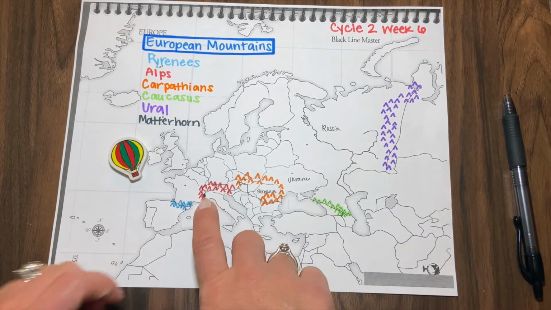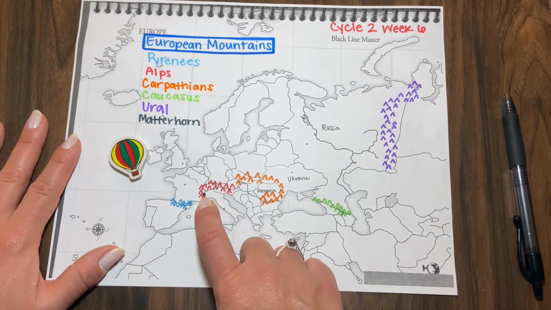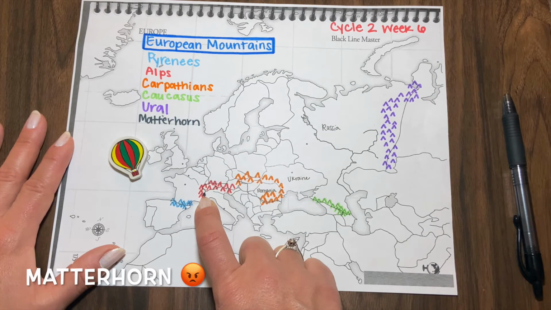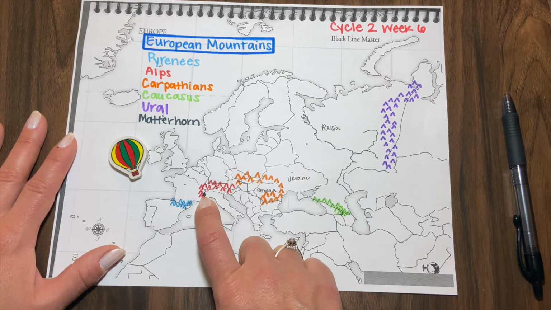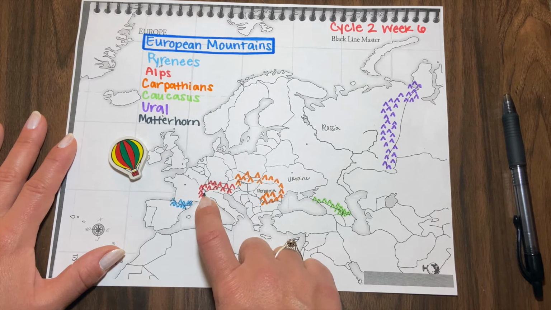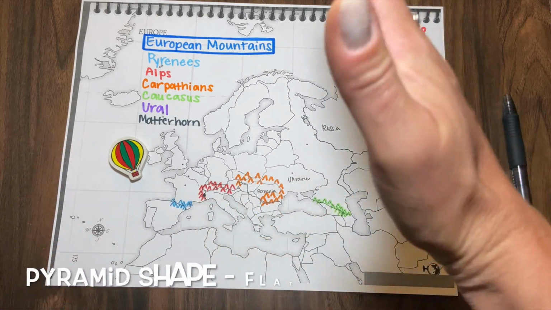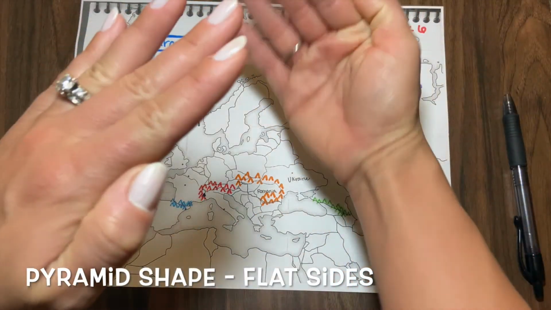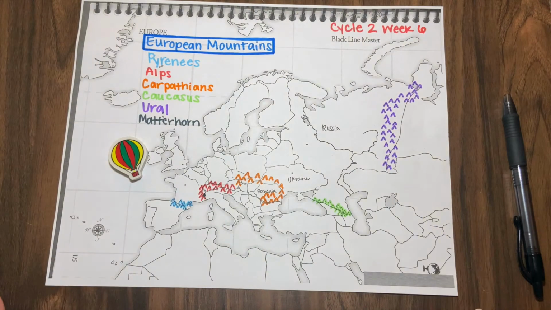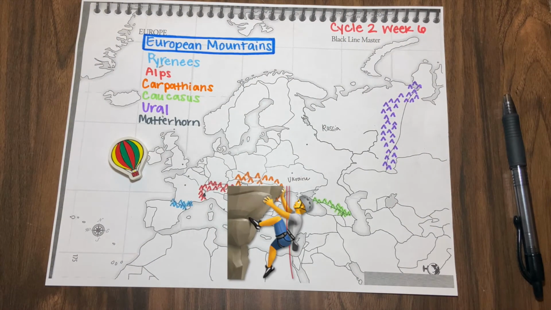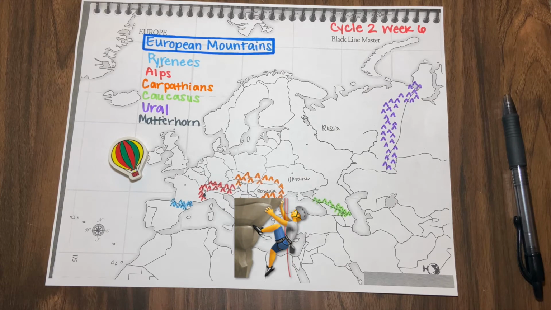This is a special mountain that we'd like you to know, and it is called the Matterhorn. The Matterhorn is right where France, Italy, and Switzerland meet. So it's actually located in Switzerland, and it's a very recognizable mountain because of its pyramid shape. That means it has flat sides, so each side is flat on the Matterhorn. So it's very recognizable, and many mountain climbers have this mountain on their bucket list that they'd like to climb.